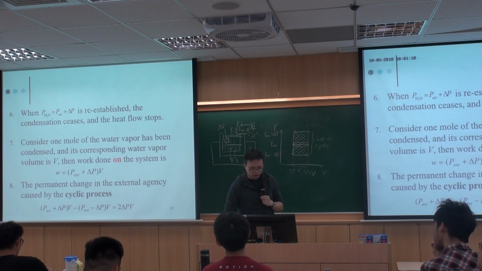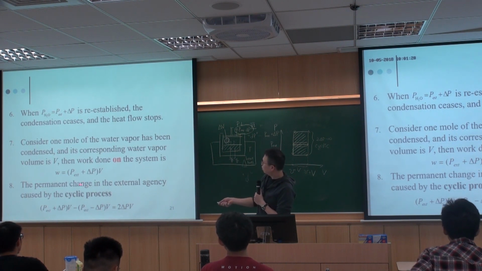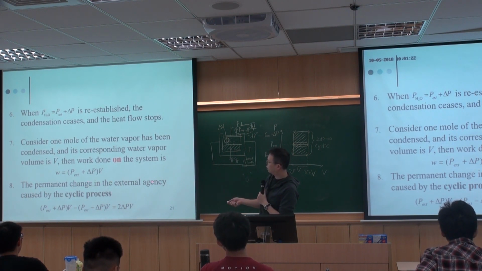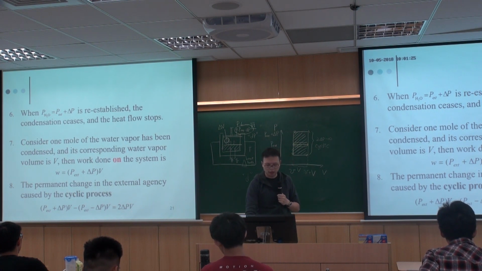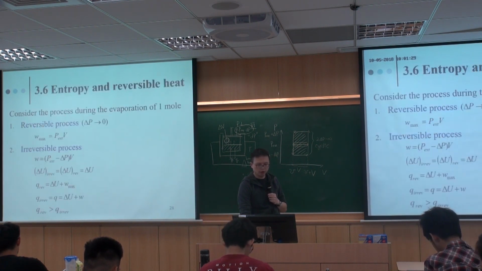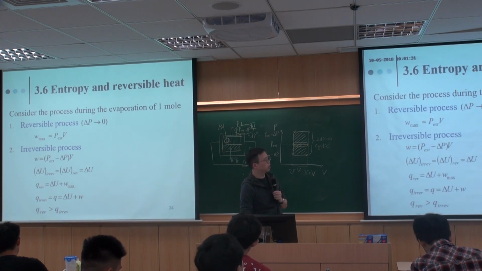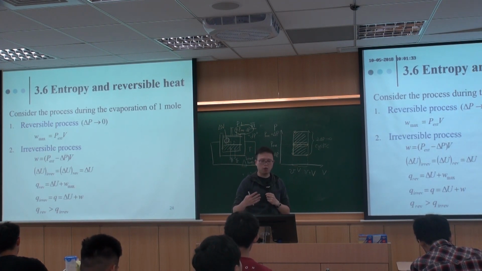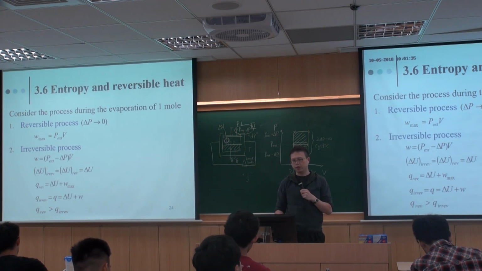permanent change in the external agency caused by this cyclic process. So later we'll see more regarding this delta P approaching 0, and we will define what will be the maximum work that the system can do.